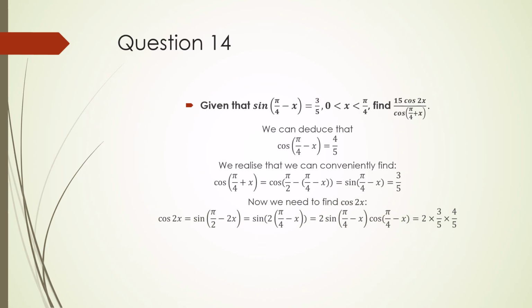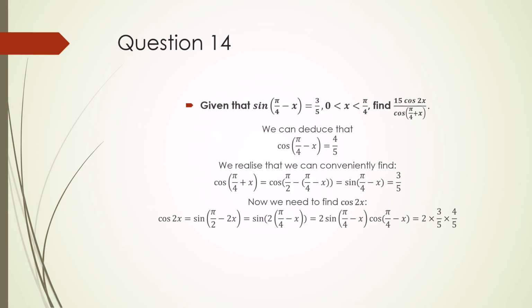And now we need to find cosine 2x. And how do we find cosine 2x? We can rewrite cosine 2x as sine of (pi over 2 minus 2x), and that will be sine of 2 times (pi over 4 minus x), and by applying the double angle formula for sine, we get 2 sine of (pi over 4 minus x) times cosine of (pi over 4 minus x).